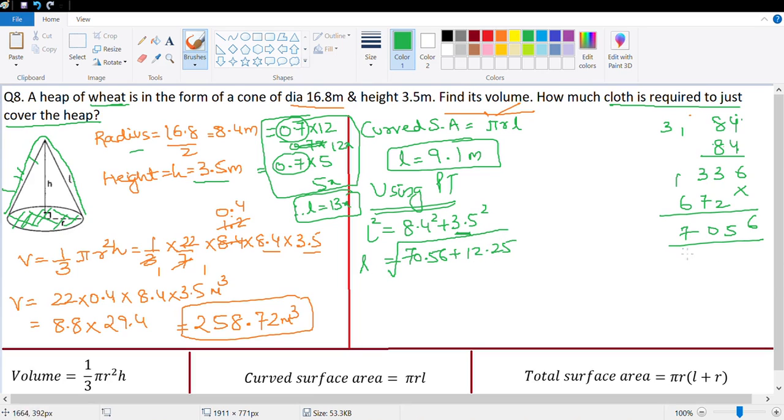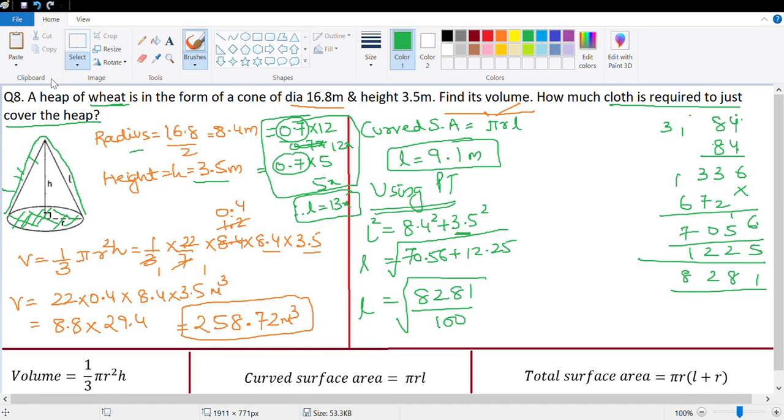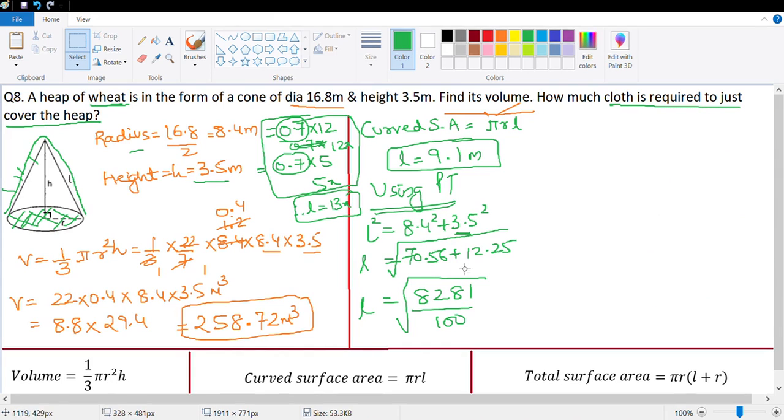Let's add this: 1, 2, 2, 5. That's 5 plus 6, 11. That's 7 plus 1, 8. This is 2 and 8. So this is 8281 upon 100. I hope you remember the square root calculations. You divide it by factors of 10 so that you don't have to find square root of decimal. Makes life easier. Now 8281.